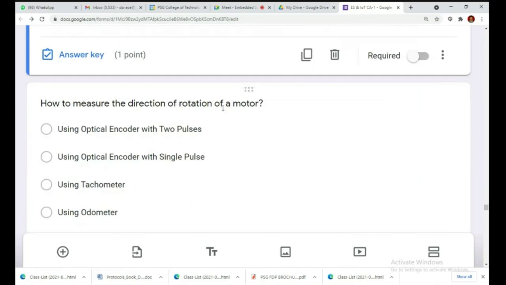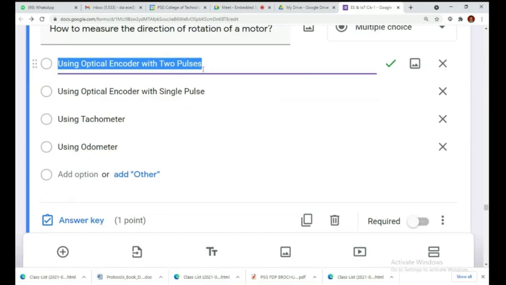How to measure the direction of rotation of the motor? Again, for direction of rotation, we use an optical encoder with two pulses, as we see rightly in rotary encoders. Whether the motor is rotating clockwise or anti-clockwise is understood by using an optical encoder with two pulses. Optical encoder with two pulses is the right answer.